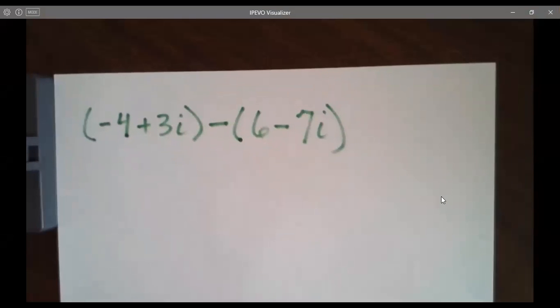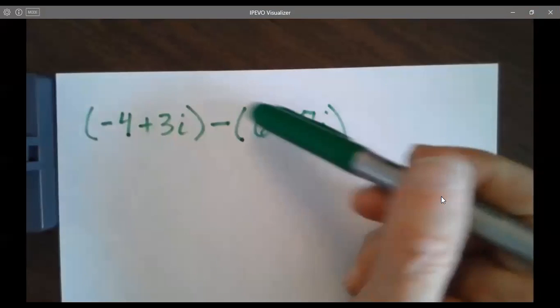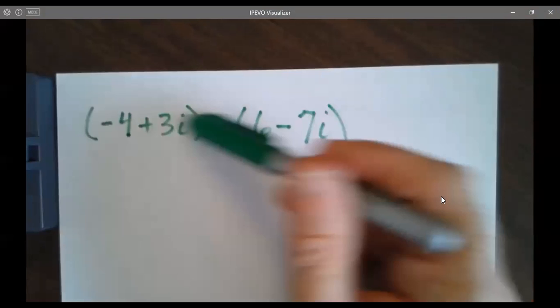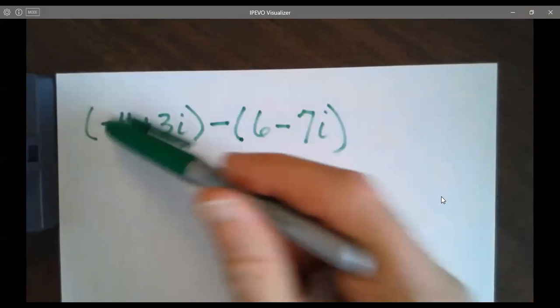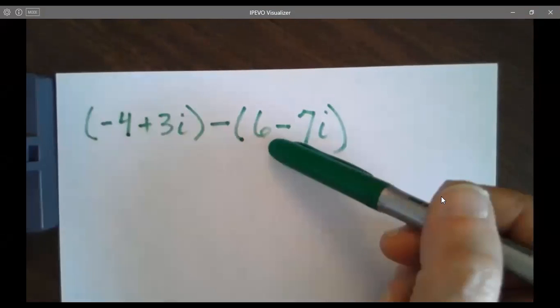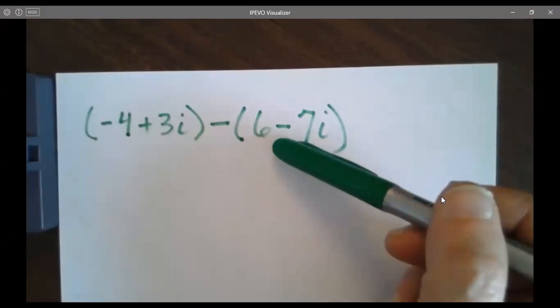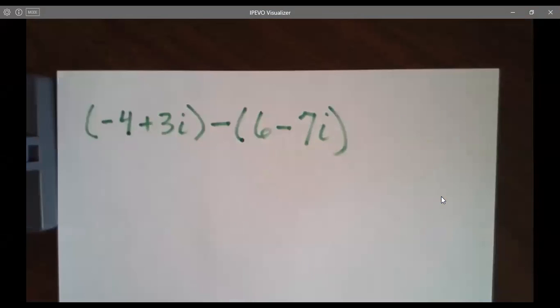Okay, now what you're going to do here is you're going to distribute that negative and then put the two real parts together and the two imaginary parts together to get a new complex number. Go ahead and try that. And I'm going to let Malachi in.